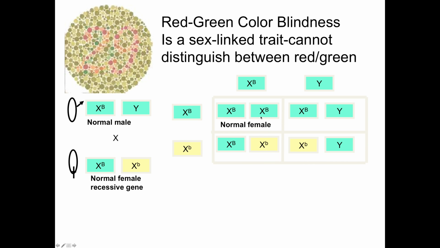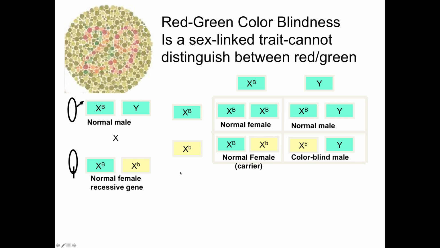But of their children, this one is normal, this one is also normal but a carrier, this one is normal, and that one is the colorblind male. So it's impossible for this particular couple match to have any daughters that are colorblind. But again, 50% of their boys would be affected.